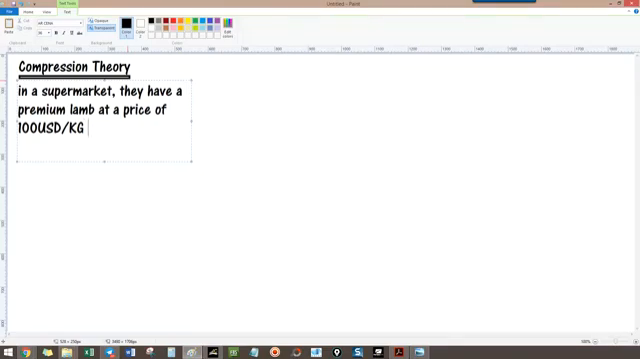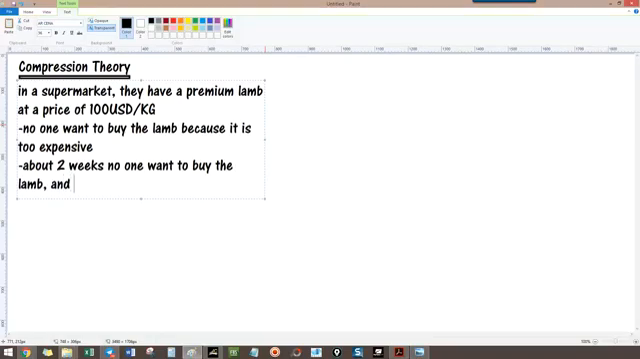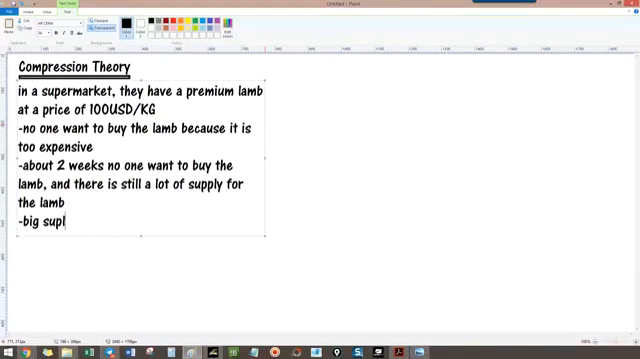Because the price is so expensive, no one wants to buy the lamb because it is too expensive. About 2 weeks, no one wants to buy the lamb. And there is still a lot of supply for the lamb. Okay, so big supply, and no demand.